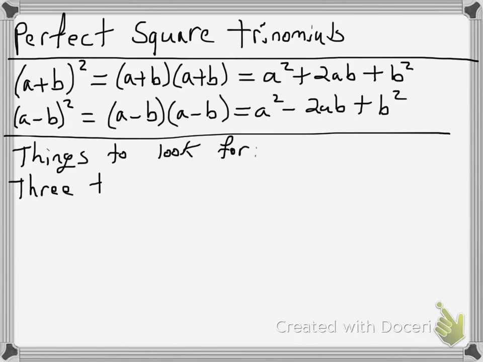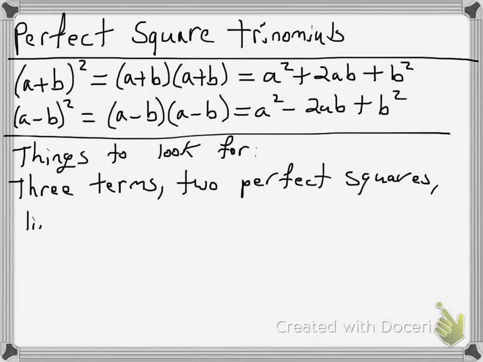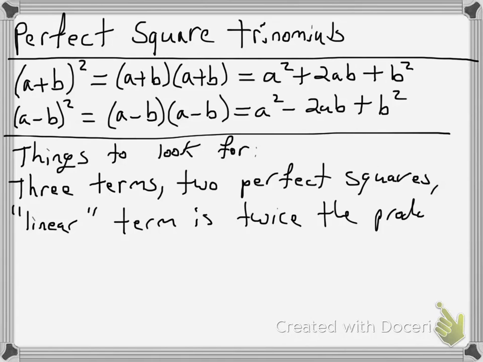Maybe we can speed this up a little bit and then I'll narrate over it. So, things to look for: 3 terms, two perfect squares, and then the linear term is twice the product of the two bases.